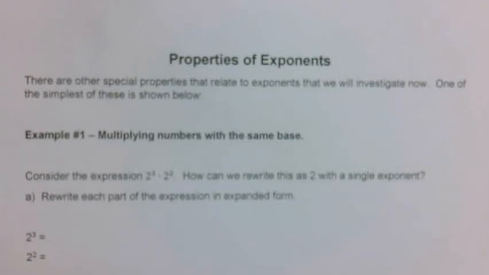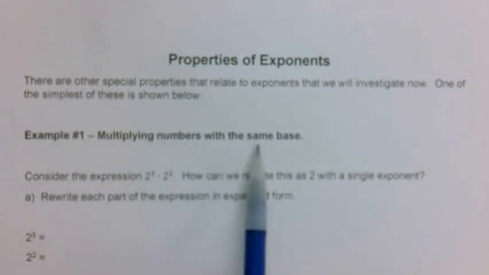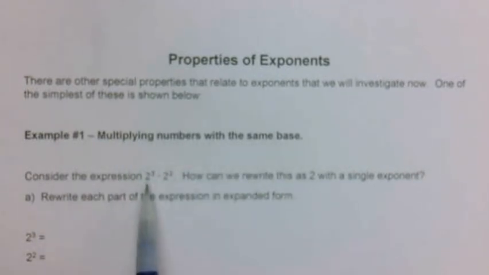Now that we've had a good review of exponents, we are ready to study the exponent properties. There are other special properties that relate to exponents that we will now investigate, and we'll start off with a simple one. We're going to be multiplying numbers that have the same base. So in this example, we have 2 to the third power times 2 to the second power, 2 cubed times 2 squared. We want to rewrite this with the base of 2, but with a single exponent.